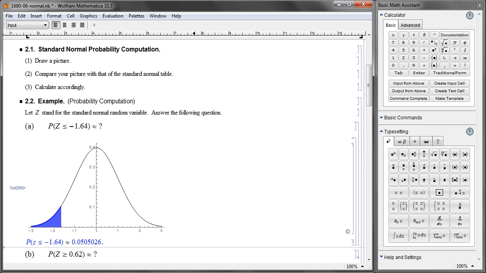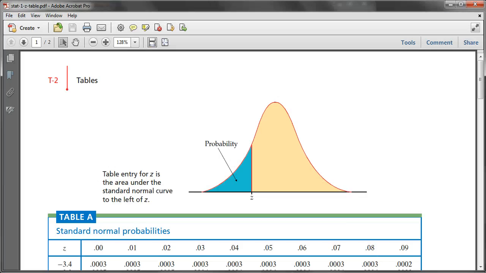Now let's verify that using the normal table. Here's a normal table, and compare your picture with the shaded region of this table. Are they the same? Except for the size, of course, they're the same. So we are in a good situation.